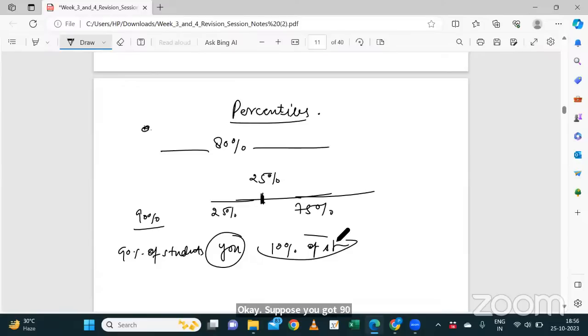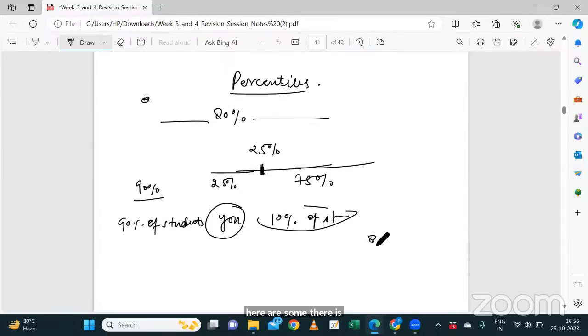Sir, I have a doubt. What is the difference between percentage and percentile? Basically, see, that is something we are trying to explain. Suppose I'm saying you got 80% marks. 80% means, suppose there are 100 students, that means you are the 80th one, something like that.